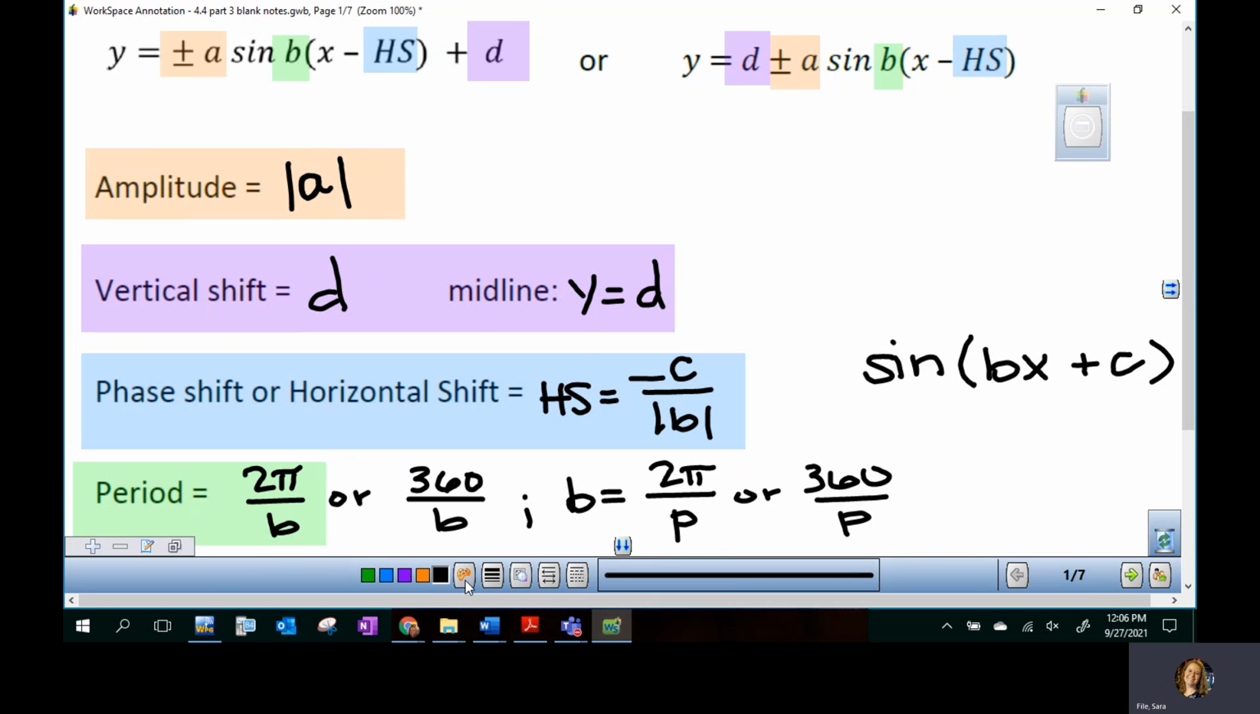Now, one thing we need to make sure we understand is that positive or negative in front of the a. When you're writing your equation, you're like, how do I know if my a is supposed to be positive or negative? Or if I'm writing my d in front, how do I know if I put plus or minus before the a? The plus or minus for the a will depend on which trig cycle you use.